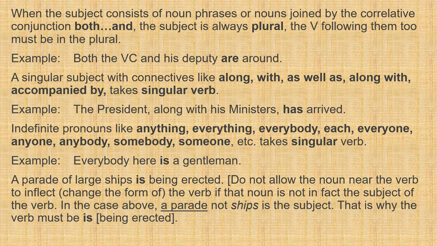That is, to change the form of the verb, if that noun is not in fact the subject of the verb. Because ships is not the subject of the verb, a parade is the subject of the verb. And in the case above, a parade, not ships, is the subject. And that is why the verb must be is, that is, is being erected.